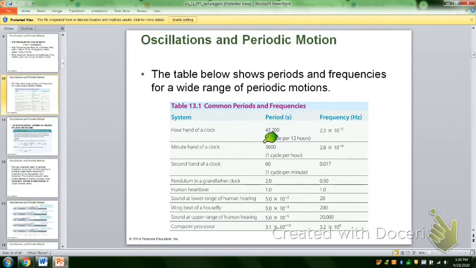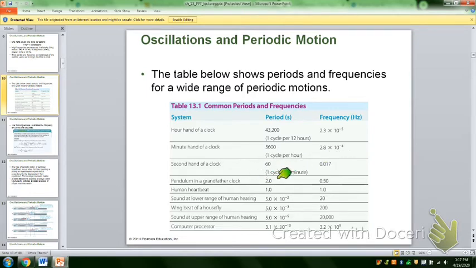For the second hand on a clock, it takes one cycle per minute, because the second hand goes around one time in a minute. So that's 60 seconds to complete that cycle, so its period would be 60, and its frequency would be 1/60th. It would complete 1/60th of a cycle in 1 second, so that's 0.017 as a decimal.